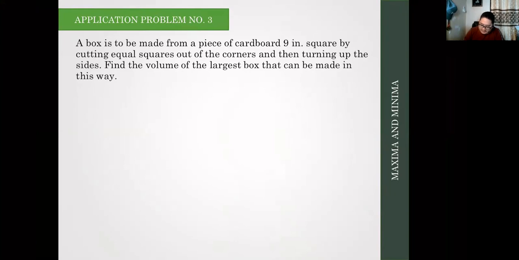So, meron daw tayong piece of cardboard, no? Ayan. Yan yung cardboard natin. Ang size niya, 9-inch by 9-inch. Okay? Kasi ang mangyayari daw, magka-cut daw tayo ng equal squares dun sa sides niya. Dun sa corners niya. Okay? So, ito yung isang square. Ito yung square. Ito yung square. Okay? So, equal squares yan. So, square yan. So, ibig sabihin, yung dimension ng side niyan is the same. Okay? Pagka-cut down natin nun, ita-turn natin yung sides para makapag-create tayo ng box.